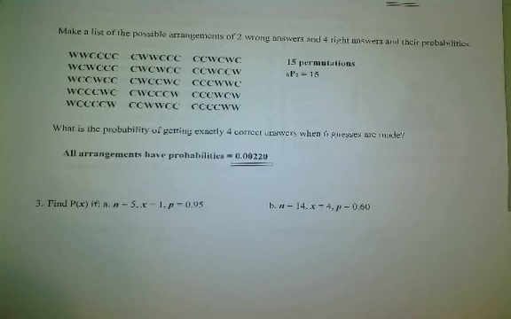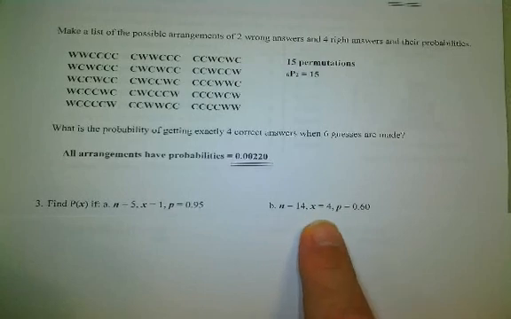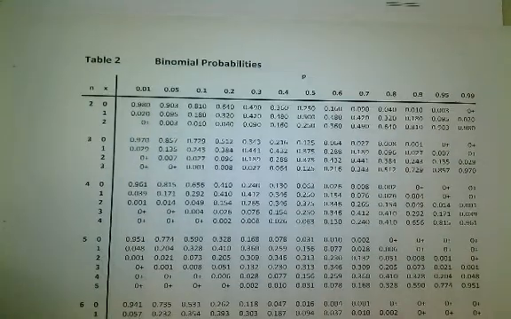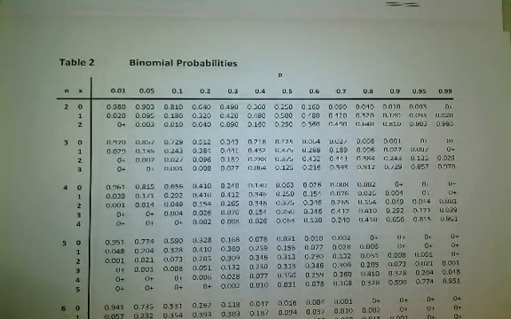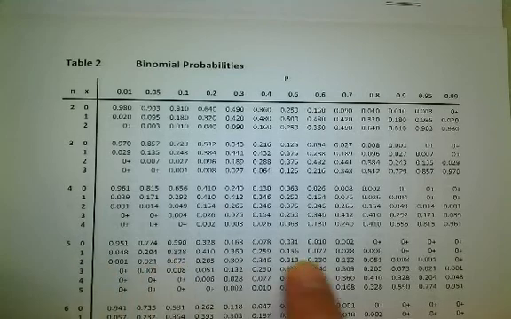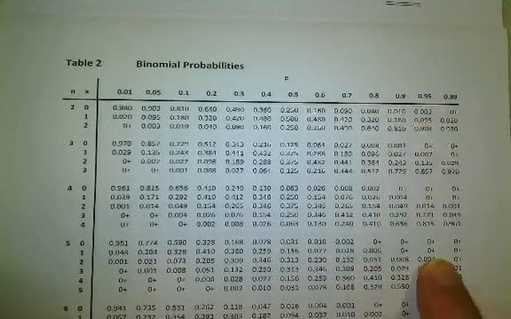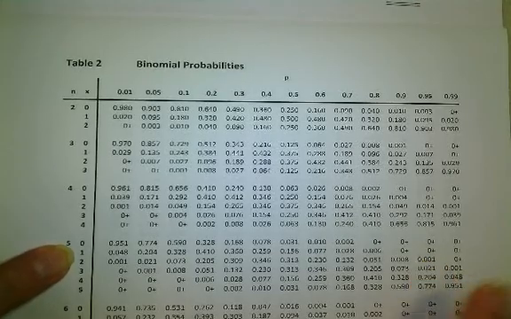Alright, now we're going to use our table. Find if n is 5 and x is 1 with a 0.95, and then we're going to look at n is 14, x is 4, probability is 0.6. So let's look at those. So first off, in the 14 case, again, we want the 0.95. So we're going to go 1 all the way across. Here's the 0.95. Here's the 1 out of 5, 0 plus case.